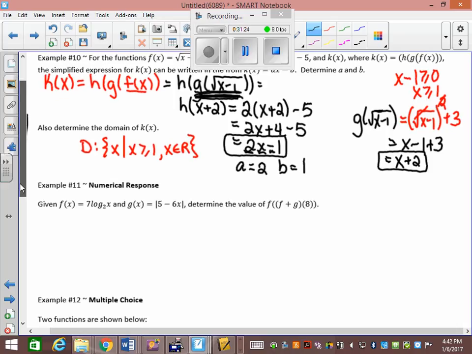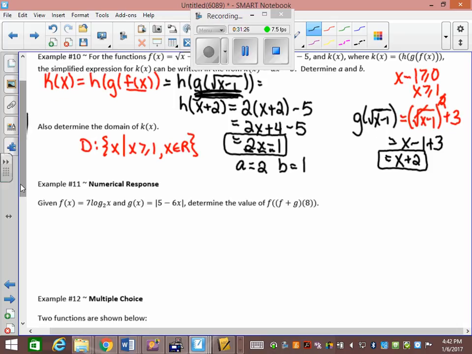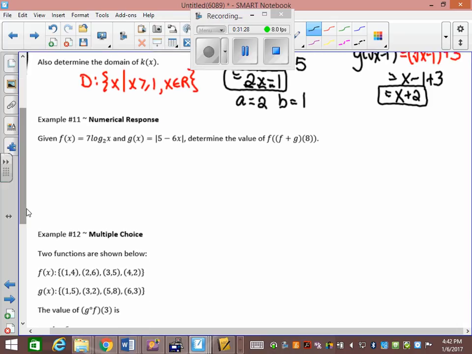Now, I told you with functions we can use any unit. So here's a log question put into it. Given f of x equals 7 log base 2 of x and g of x equals the absolute value of 5 minus 6x, determine the value of f plus g of 8. So we're actually doing an addition inside of a composition. So the first thing we're going to have to do is find this f plus g of 8.